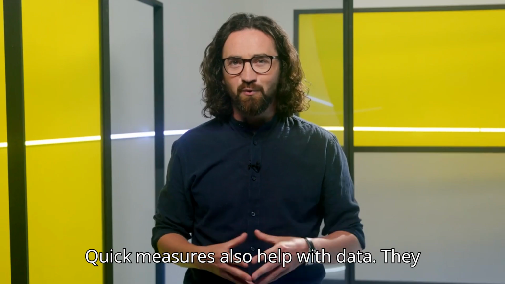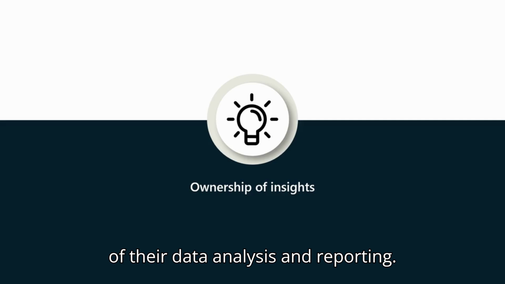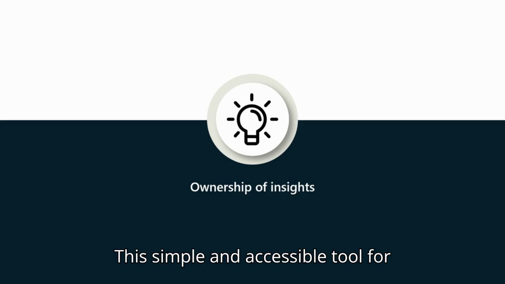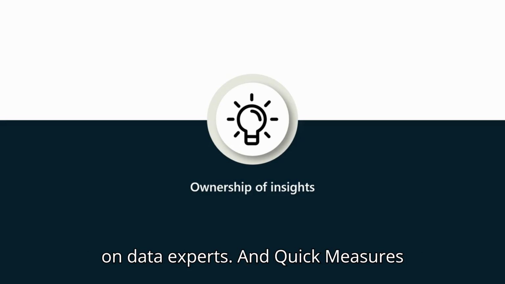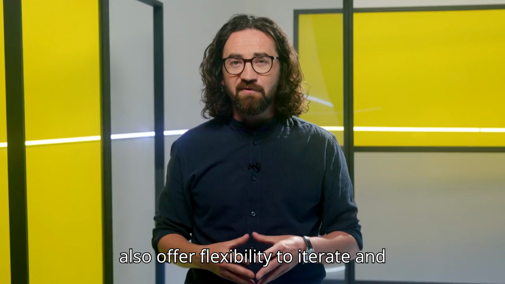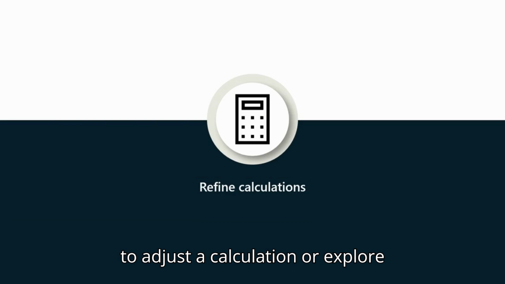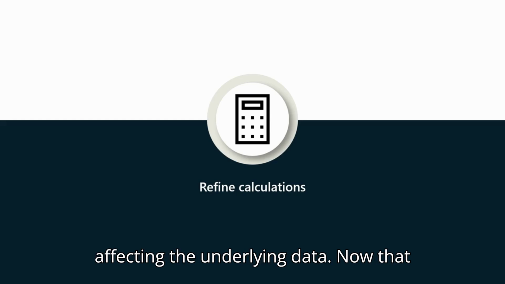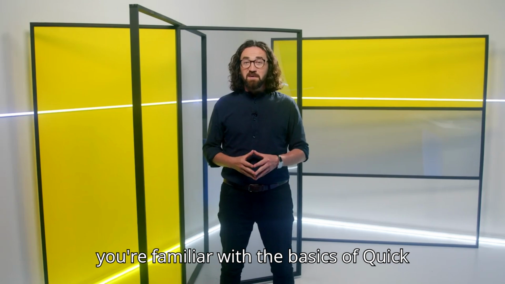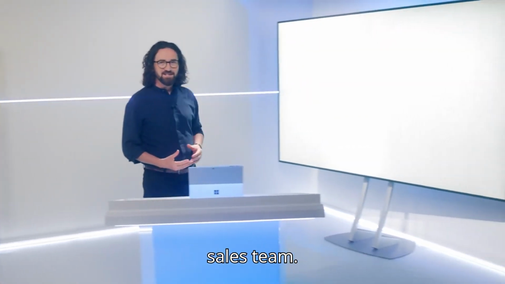Quick measures also help with data democratization. They empower business users to take ownership of their data analysis and reporting. This simple and accessible tool for creating calculations reduces dependency on data experts. And quick measures also offer flexibility to iterate and refine calculations. If you need to adjust a calculation or explore alternative metrics, you can easily modify your quick measures without affecting the underlying data. Now that you're familiar with the basics of quick measures, let's help AdventureWorks use them to track the performance of its sales team.